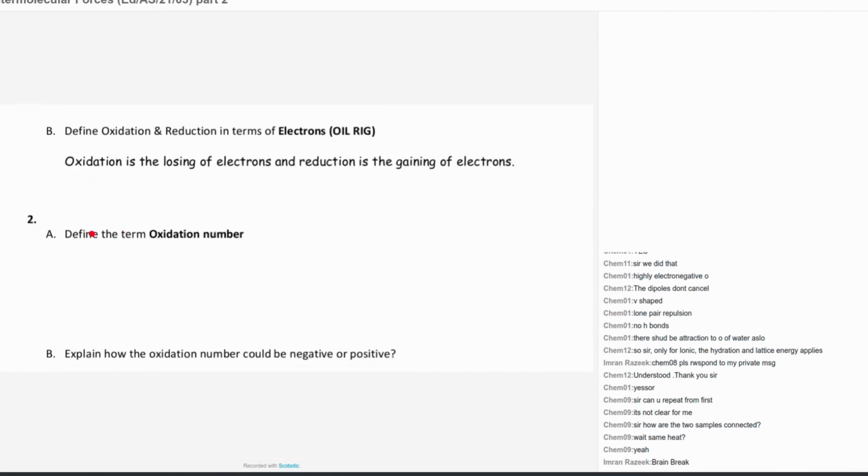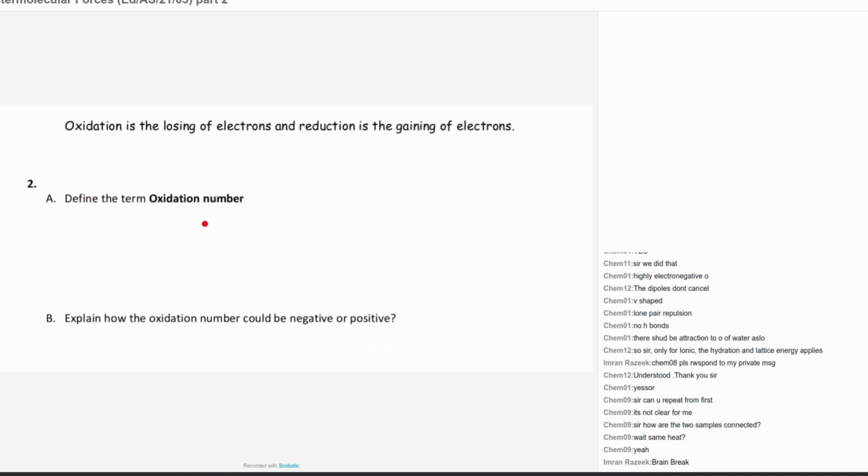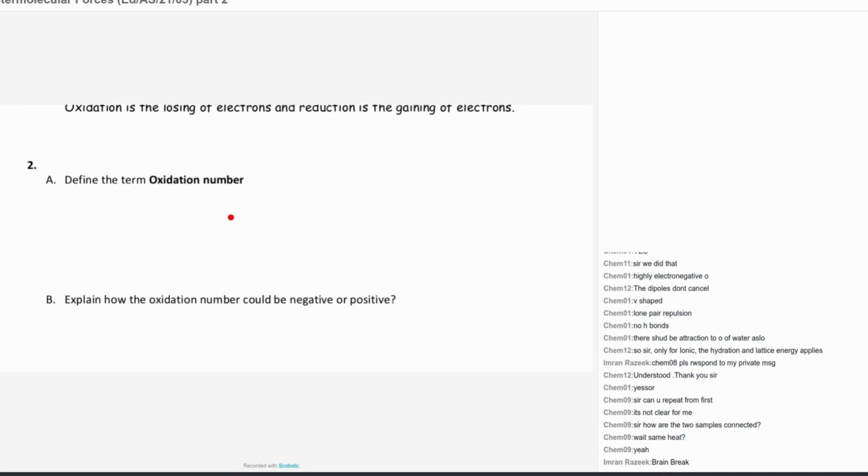So define the term oxidation number, write the definition. The combining power of an element in a compound.